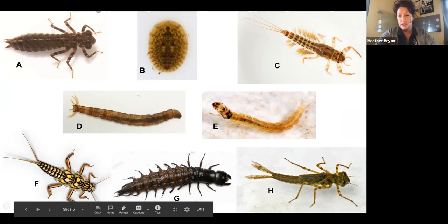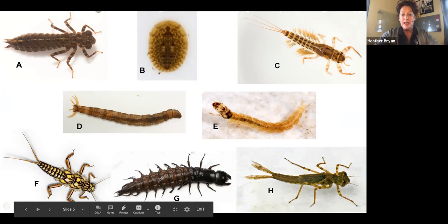What's really interesting as you take a look at all these organisms is that they range from jointed legs. So for example, organism A has jointed legs. He has 6 jointed legs that you see there. To organisms like D, which don't have jointed legs, but instead have these fleshy protrusions that help him move along, which we call prolegs.